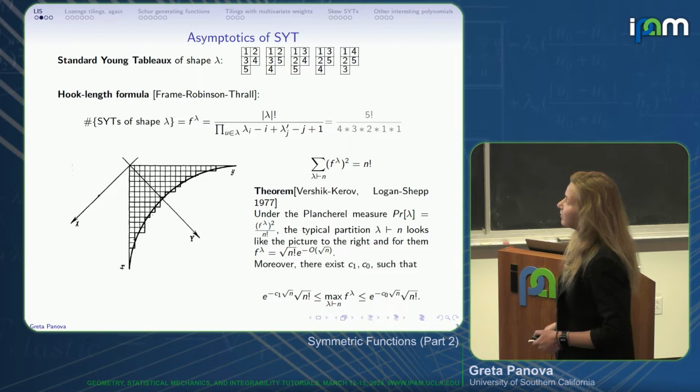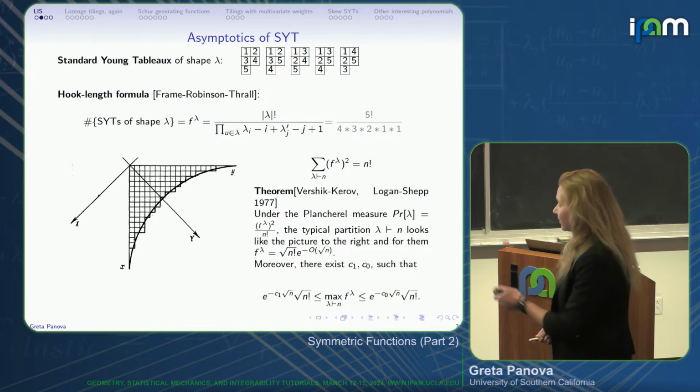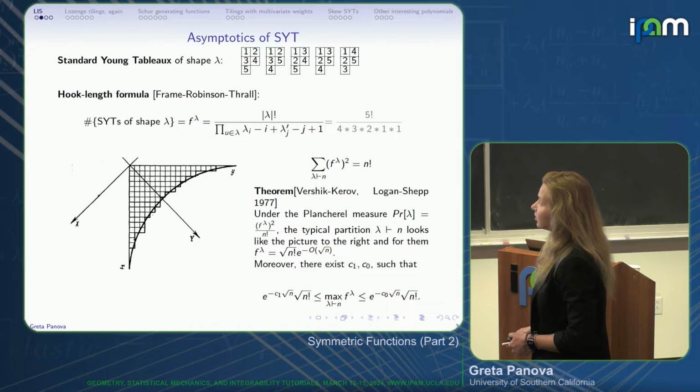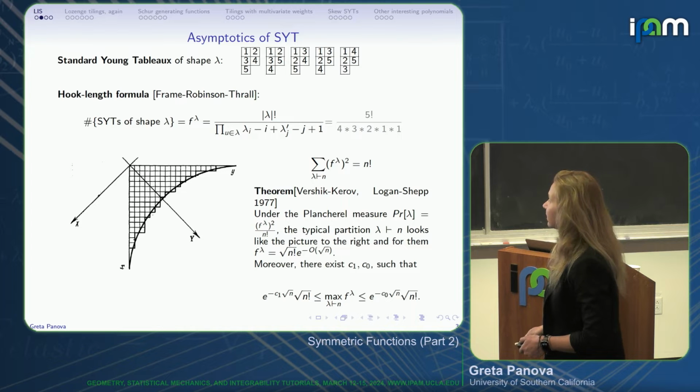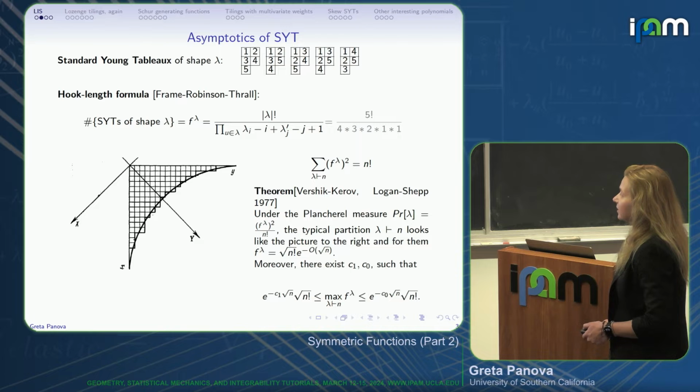So remember, this is different from the shape that Igor was talking about. I'll show you in a moment. And also, what is the typical f lambda going to be equal to? Well, it's actually going to be around square root of n factorial, and then lower order terms of the scale e to the minus square root of n. And in fact, they proved that the maximal f lambda satisfies this inequality, but for 2 constants C0 and C1.